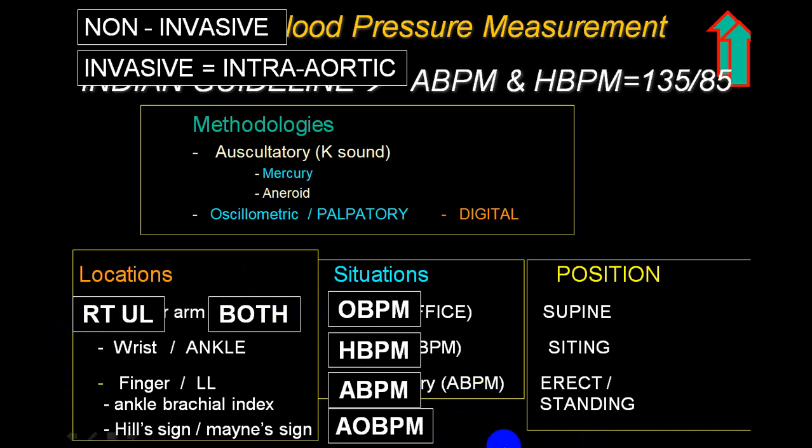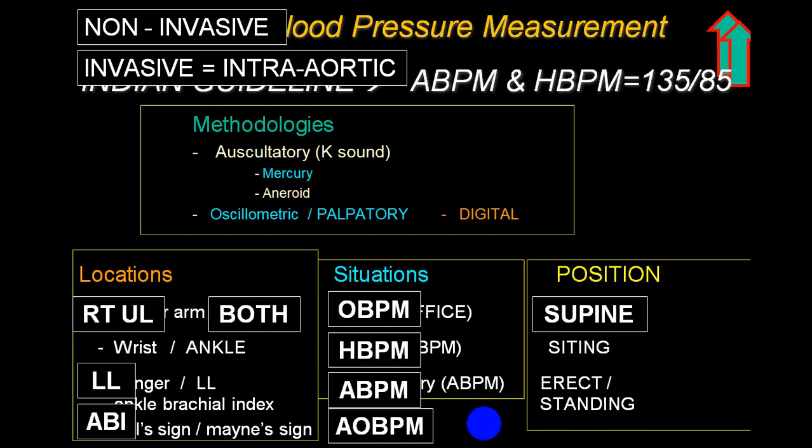First time in both extremities. Ambulatory ankle brachial index should be measured in a person in whom you are suspecting atherosclerosis in the lower limb. I have already told you in which condition you try to measure. Supine, sitting, and in an erect posture.